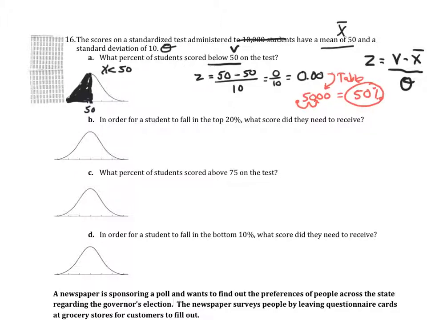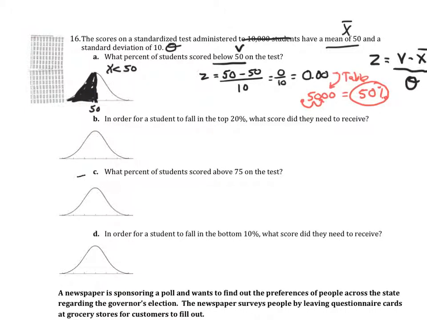All right, I'm going to jump to C because we're going to do C almost identical to how I just did A. Okay, so it gives us a V again in the problem. So I'm going to put V here. I'm going to fill out my chart with a 50 here. It wants to know above 75, so I'm going to put 75 over here. I'm just going to shade to the right. So we're looking for a number that is above a 75. Okay, so now we plug in our numbers just like we did at A. Z equals, this time it's 75 minus 50 divided by 10. Okay, when we calculate this, we get 2.5.